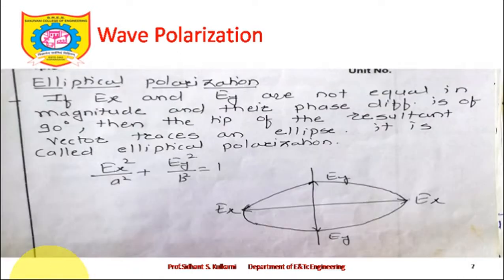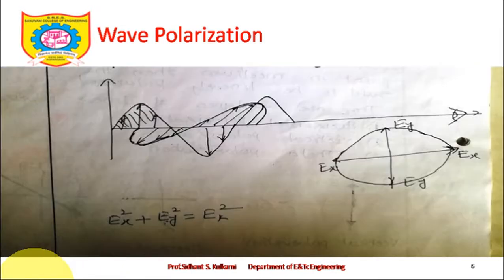For understanding this concept, I will provide you one animation. You just go through that animation to see what the concept of linear polarization is, what circular and elliptical are. Finally, if Ex and Ey are not equal in magnitude and their phase difference is 90 degrees, then the tip of the resultant vector traces an ellipse. It is called elliptical polarization. So earlier it was the case of circular polarization. You can assume if Ex equal to Ey, it traces a circle. If Ex is not equal to Ey, it traces an ellipse.